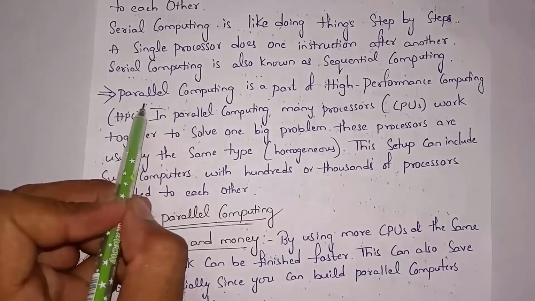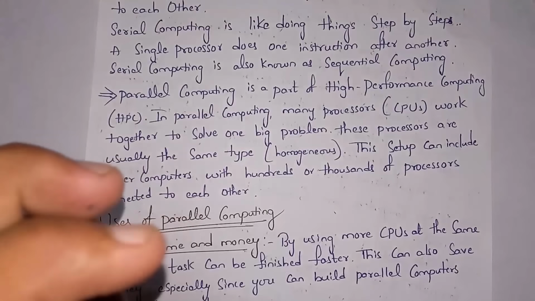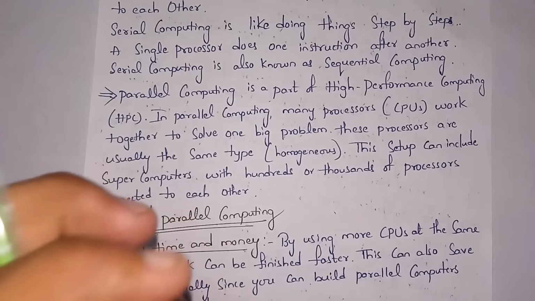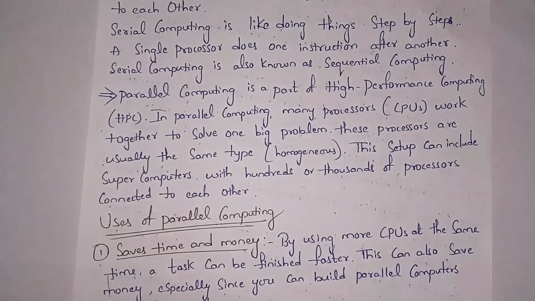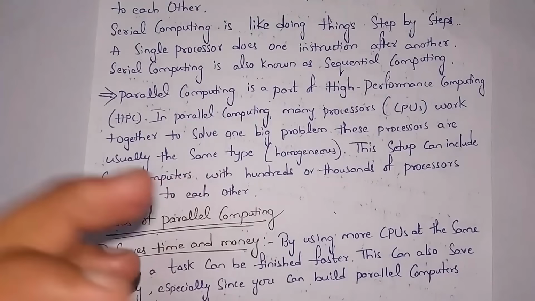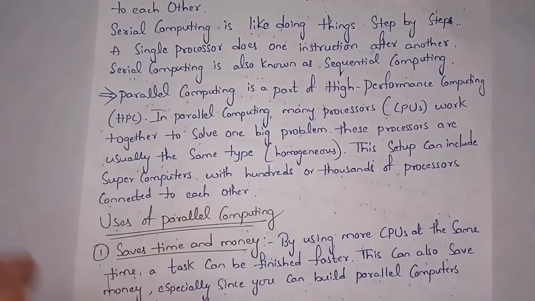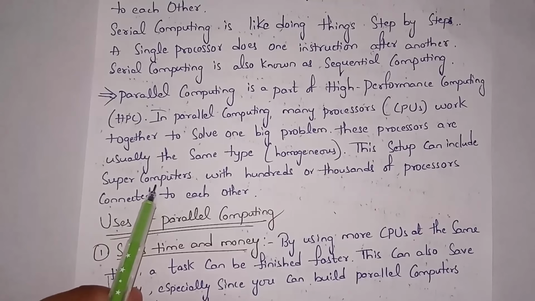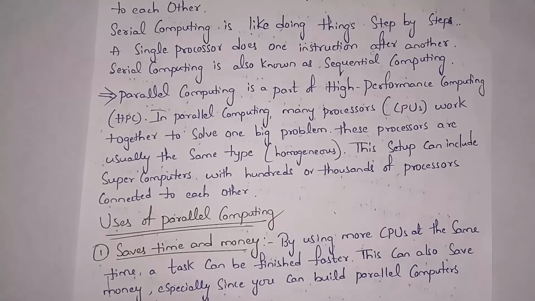In parallel computing, we will use multiple processors. Those processors will work together in order to solve one big problem. And all these processors are of the same type. That is nothing but all these processors are of homogeneous type. One example is supercomputers. In supercomputers, there will be thousands of processors connected together in order to solve complex problems.